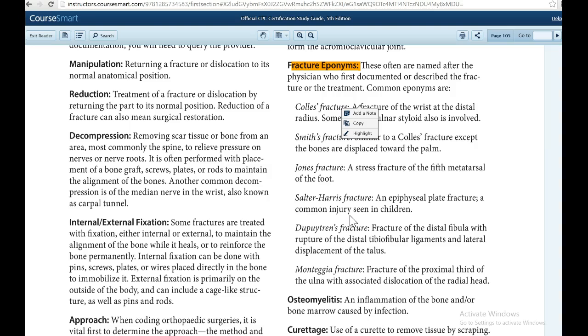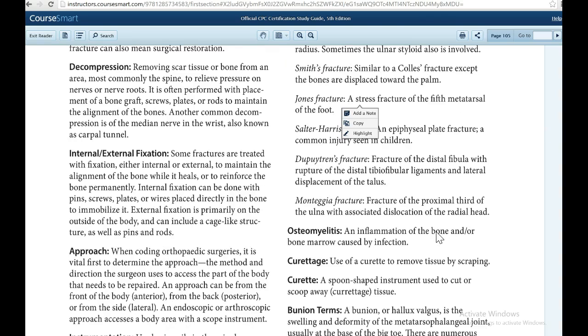A Dupuytren's fracture is a fracture of the distal fibula with rupture of the distal tibiofibular ligament and lateral displacement of the tarsals. Then we have the Monteggia fracture. This is a fracture of the proximal third of the ulna, associated with the dislocation of the radial head. Then you need to know terms like osteomyelitis.